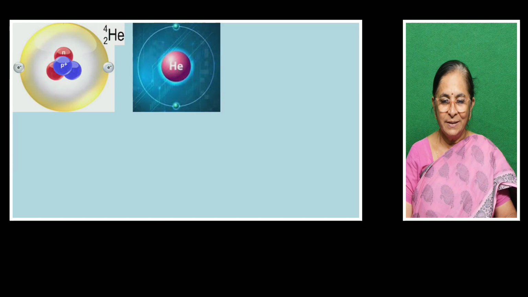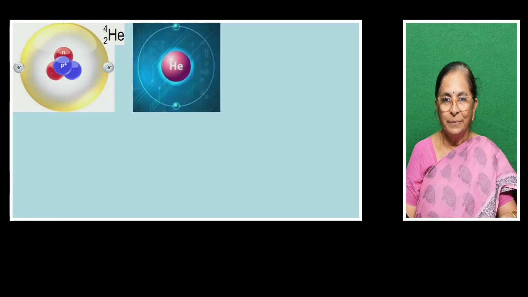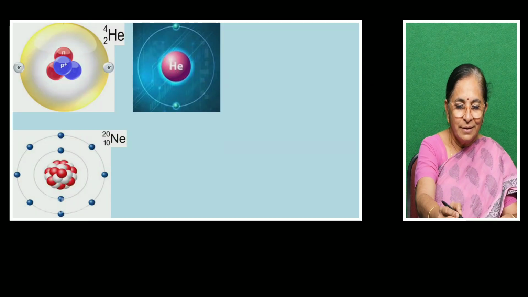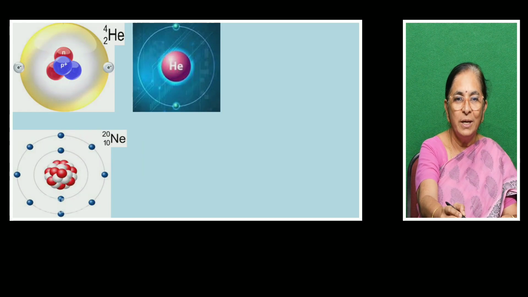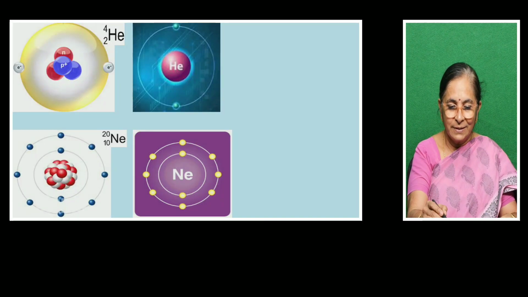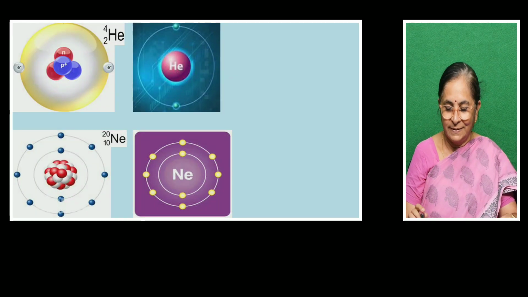It can also be represented like this: helium nucleus at the center and the 2 electrons revolving around the nucleus. Next is neon. Neon has 10 electrons and 10 protons plus 10 neutrons, making the mass number 20. So the nucleus, without marking the protons and neutrons, is just represented as neon. 2 electrons in the first shell and 8 electrons in the outer shell. This is the structure of neon.